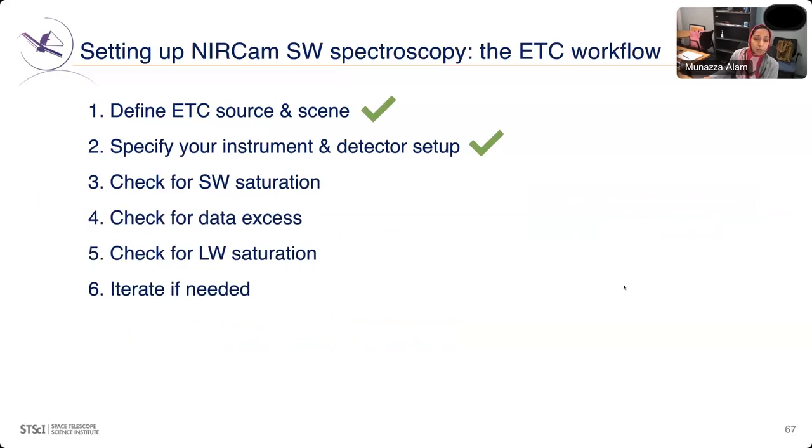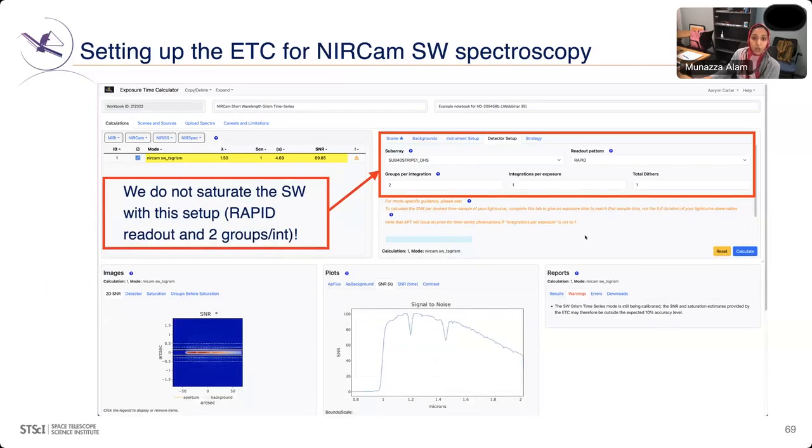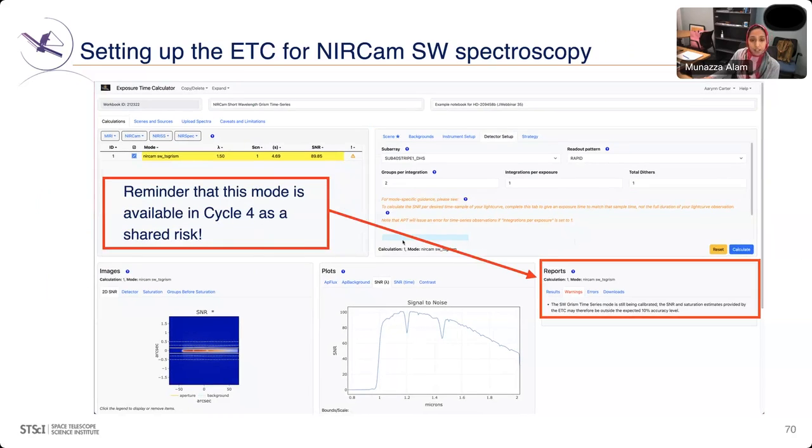Okay, once you set up your instrument and detector setup for the short wavelength, we then want to go ahead and check short wavelength saturation. So in our detector setup, we selected our subarray, and then we just want to check the saturation first by selecting a rapid readout pattern and 2 groups per integration. And then we want to hit calculate and run this ETC calculation.